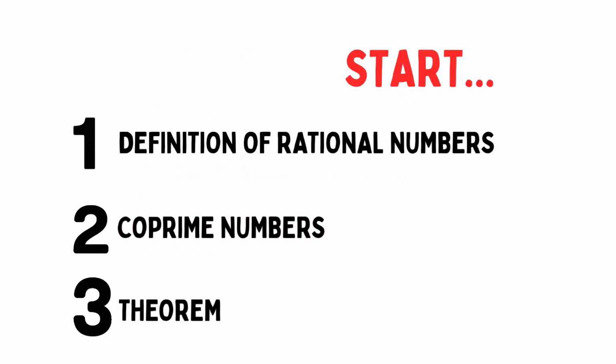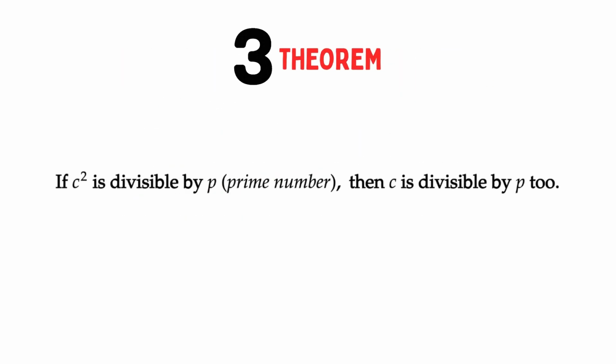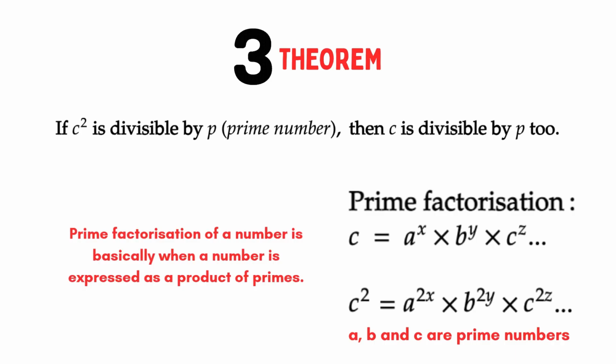Lastly, let's look at the theorem, which states that if c squared is divisible by p, which is a random prime number, then c is also divisible by p. C over here is a random integer, by the way. Before we move on, let's look at what prime numbers are. Prime numbers are numbers which only have two factors. For example, 2. 2 only has 1 and 2 as its factors. So basically, 2, 3, 5, 7 all are prime numbers because they've got two factors, 1 and themselves.